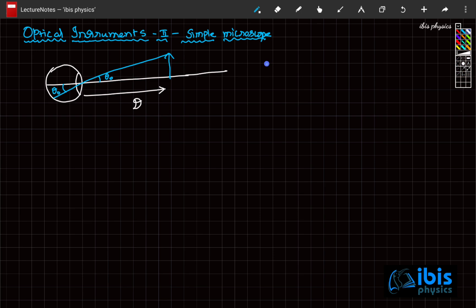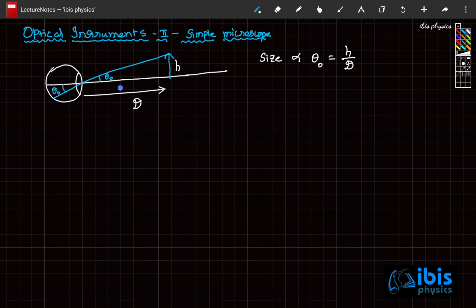But when you keep the object at D without any help of a lens, this is the maximum angle it can produce. The size as perceived by the eye is directly proportional to the angle subtended, and theta being very small usually for objects at the eye, tan theta equals the height of the object by the distance. So theta naught is equal to h by d. When this value is more, we see the object bigger.